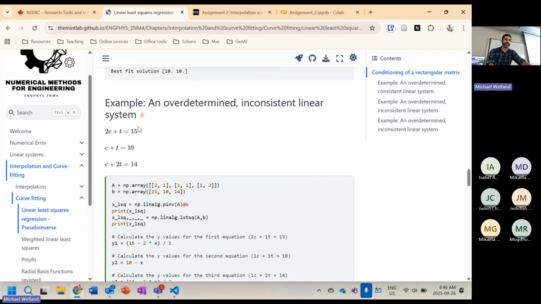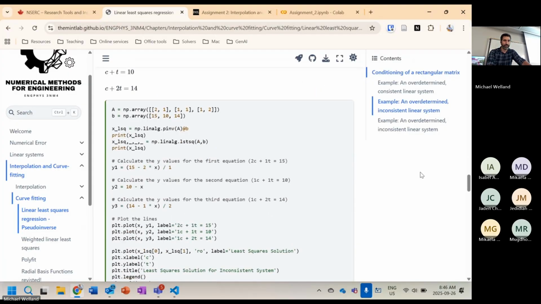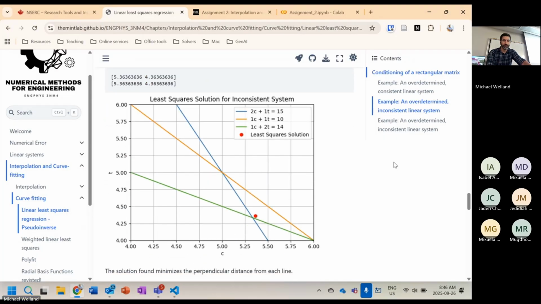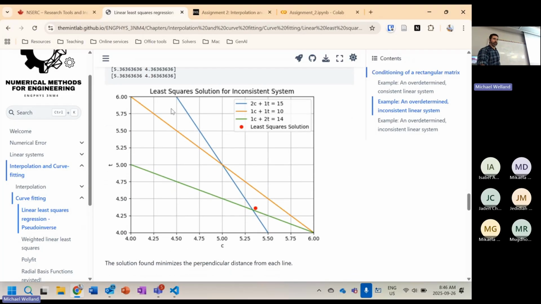Overdetermined, inconsistent linear system. Let's reconstruct this a little bit. We won't care about the justification this time, okay? So we've got these three equations. These are not all going to meet at a single point. So that's the inverse, right? We don't actually need that. We can just calculate the least squares directly, and then we're going to plot it. These are our lines, 1, 2, 3. And the best fit solution is here.